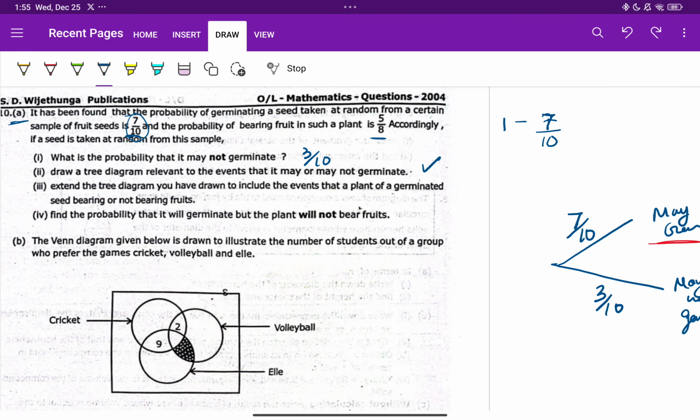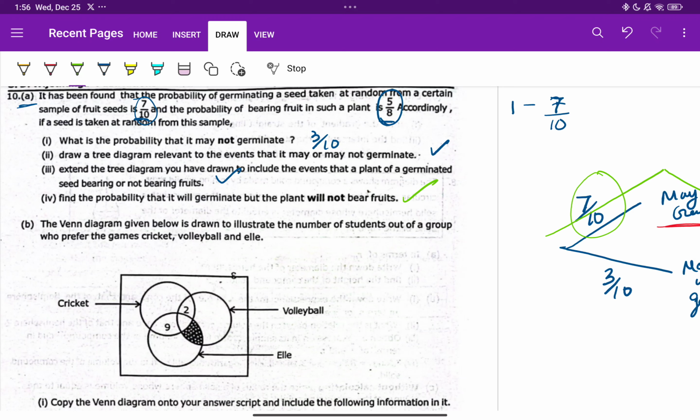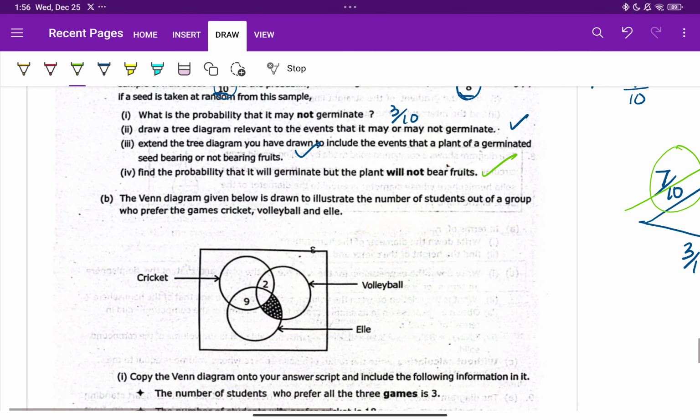So we cross these two probabilities. We'll have to take the product of those probabilities. 7 out of 10 into 3 out of 8. So that would be 21 out of 80. This is the probability for a seed to germinate and not to bear fruit. Okay, it's done. Now coming to the set question.